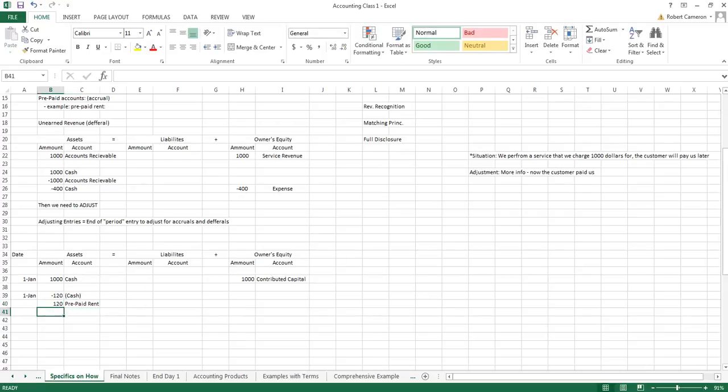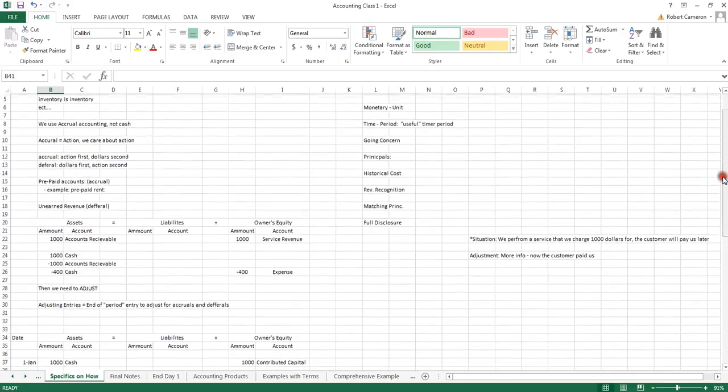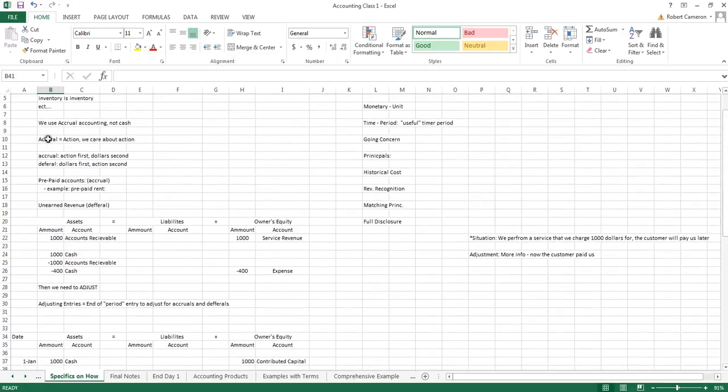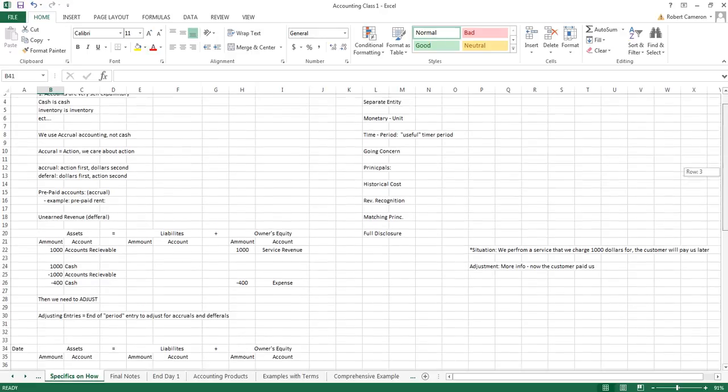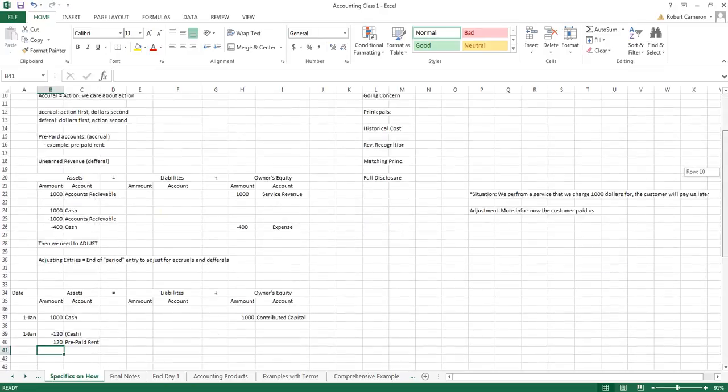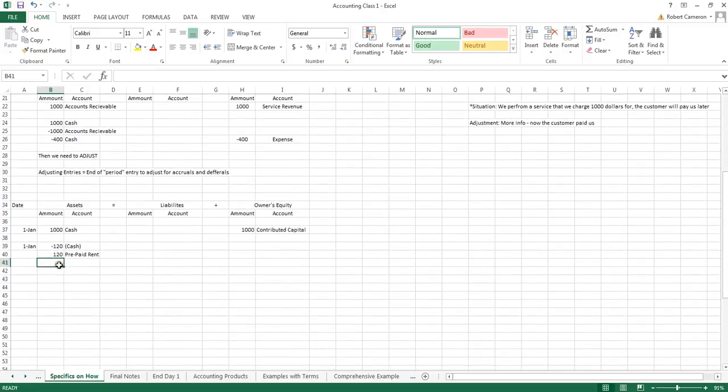Why does this make sense? Well, it ties back right here. We're not cash-based, we're accrual. The action has not occurred. We have not actually used this building, so we're not going to expense it yet. In monetary unit, this is $120 because the historical cost is we paid $120 for it.